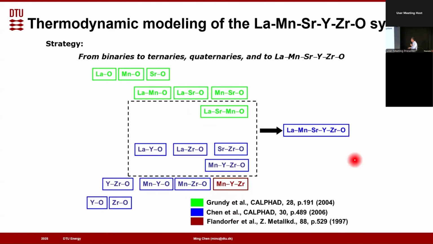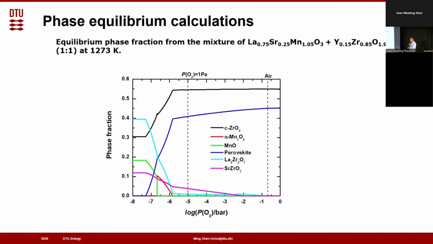And we eventually developed this 6-element database. And we did a lot of phase diagrams, so I will not show that. But what's really useful is once we have the database, we can predict the reactions. For example, with this composition, what will happen as a function of oxygen partial pressure.